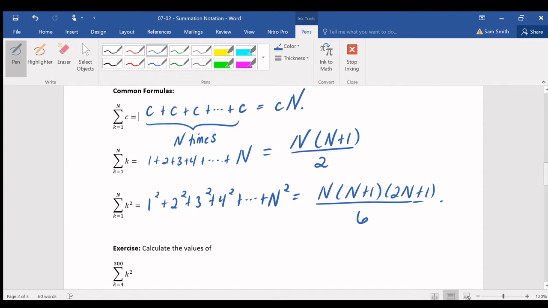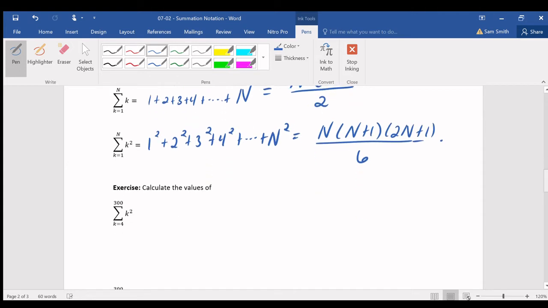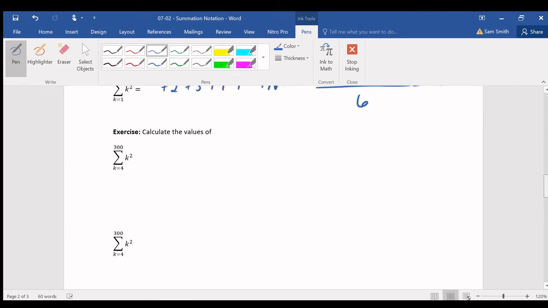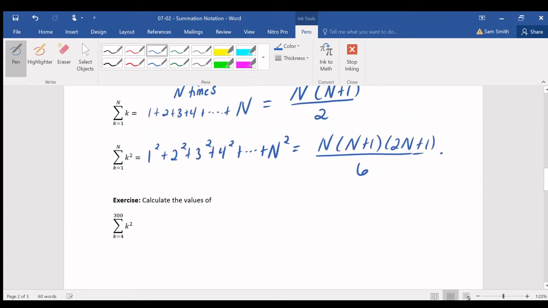Now let's try and apply them down here with some exercises below. Let's start by calculating the value as k goes from 4 to 300 of k squared. And actually, there's a little typo here. I should read 1 for the moment. K equals 4 is the next example.